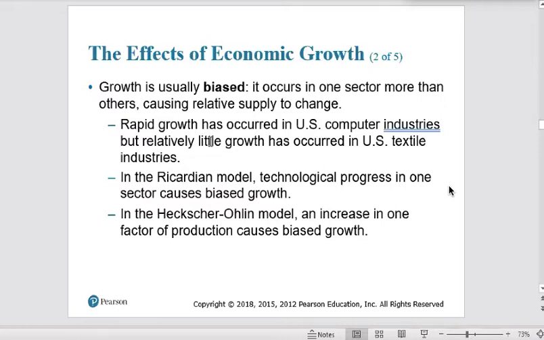In the Ricardian model, technological progress in one sector causes biased growth. In the Heckscher-Ohlin model, the resource-based, endowment-based model, an increase in one factor of production causes biased growth in some sectors. So there are two different sources that can drive biased growth: either technological improvement or a change in endowment, right?